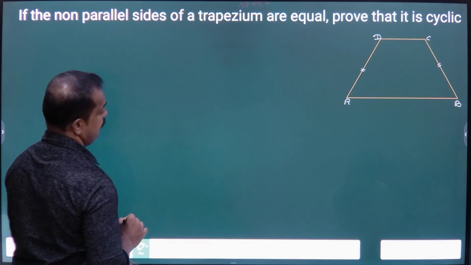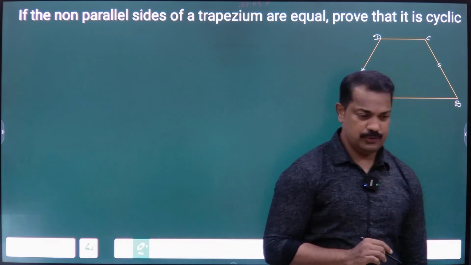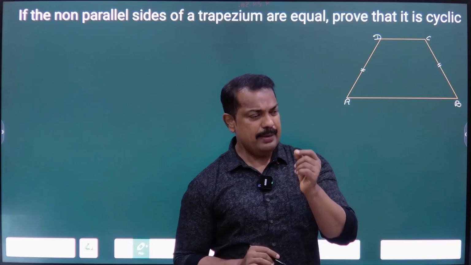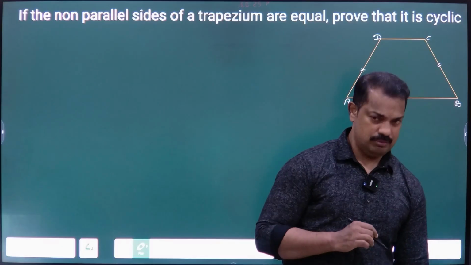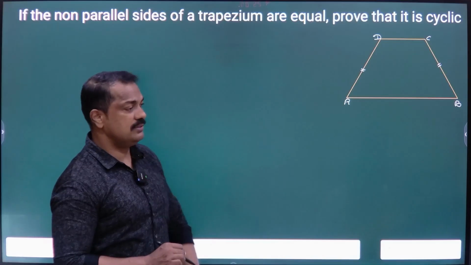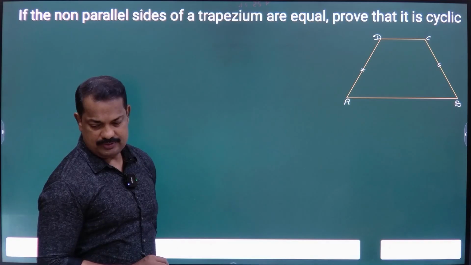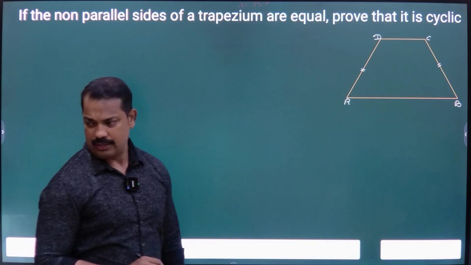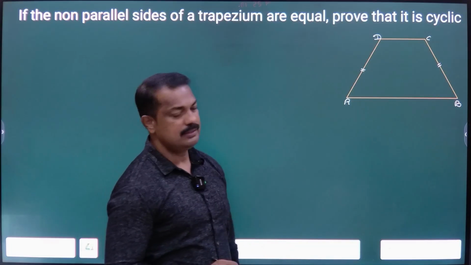And to prove: ABCD is a cyclic quadrilateral. To prove ABCD is a cyclic quadrilateral.